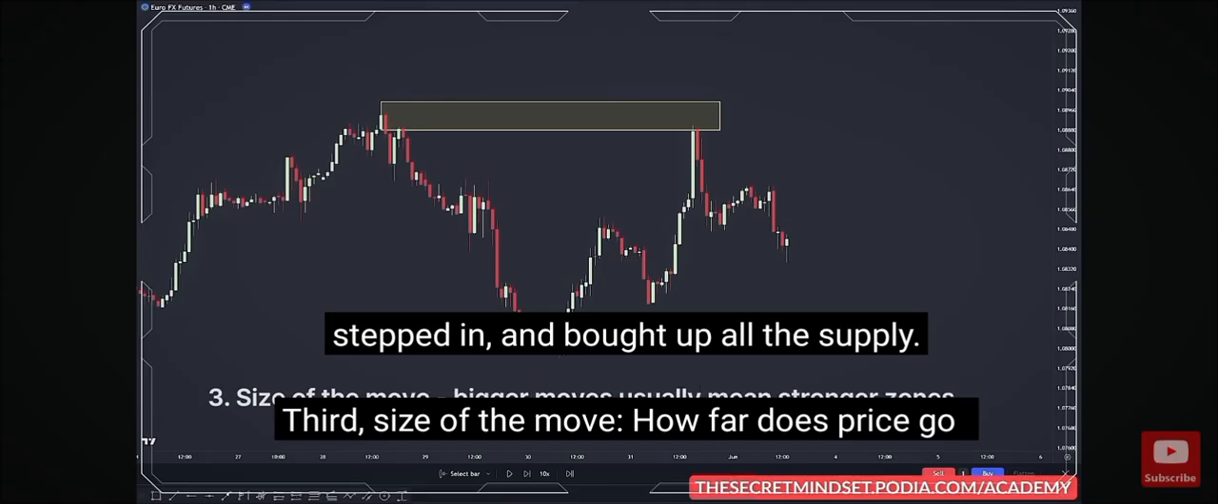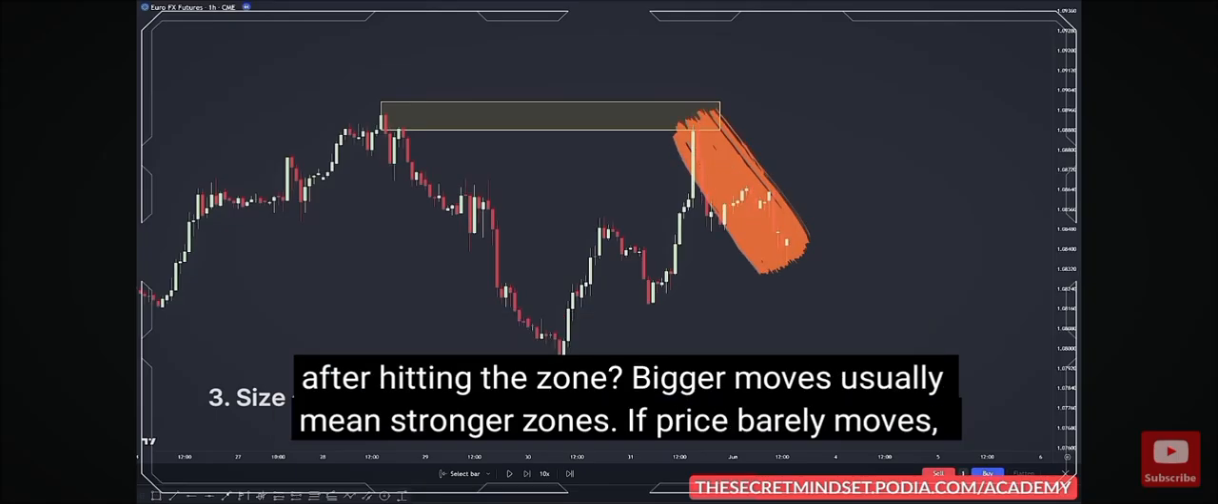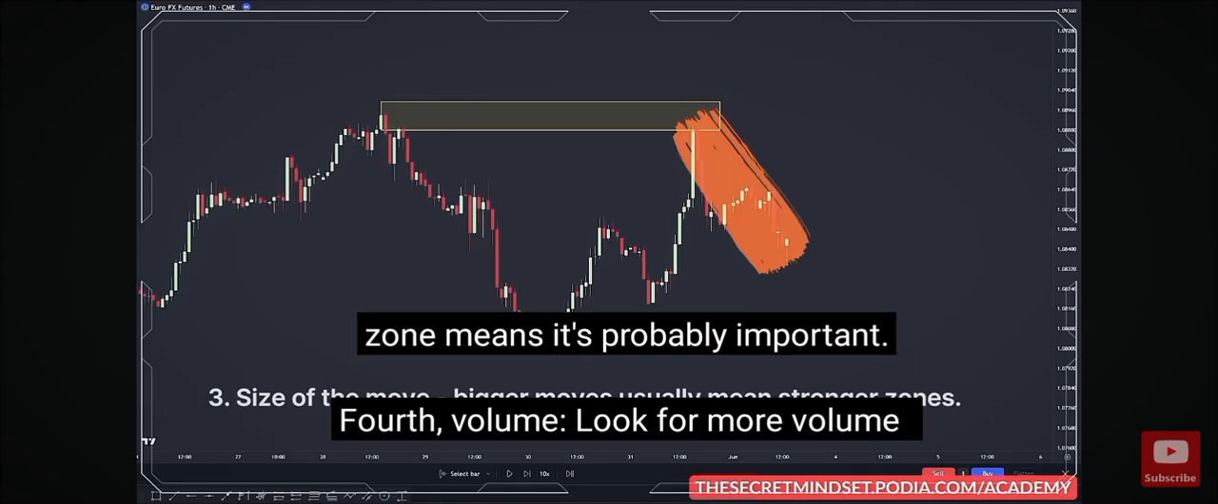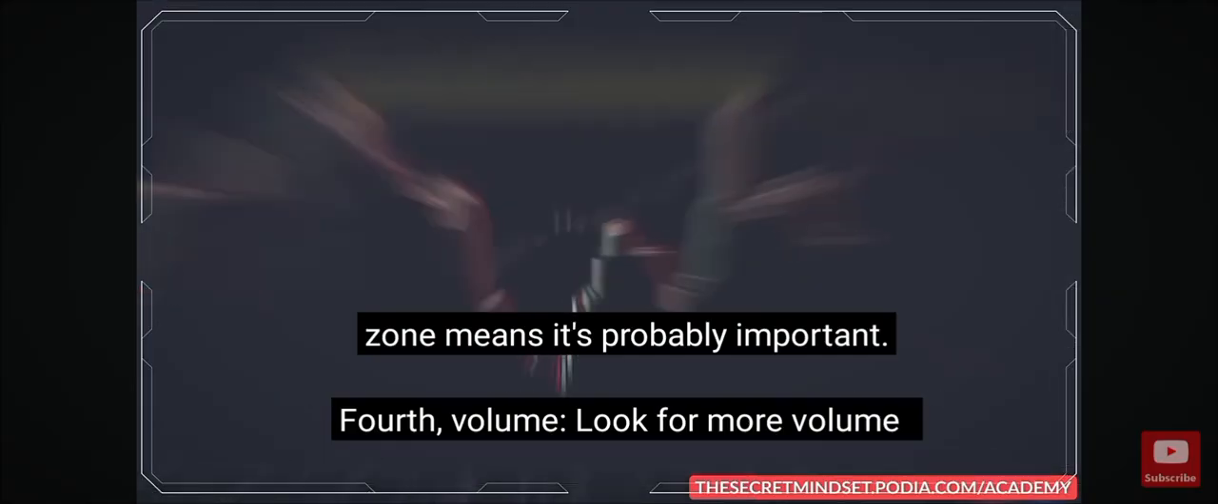Third, size of the move. How far does price go after hitting the zone? Bigger moves usually mean stronger zones. If price barely moves, it's not a good sign. But a long move in the opposite direction after testing a zone means it's probably important.